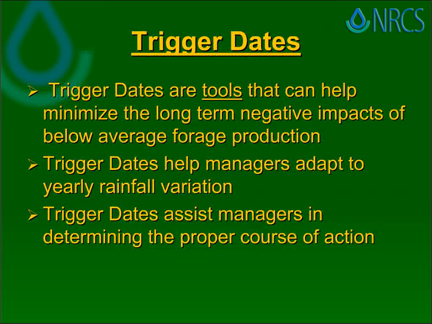Okay. Trigger dates are simply tools. They're supposed to be used to help managers adapt to that variation in rainfall season by season, certainly year to year, and the forage production. We understand that rainfall, precipitation, or effective moisture, the moisture that we get through the soil surface, becomes effective rainfall. And that drives the bigger part of the forage production system. It's not the only thing, but it's certainly the biggest thing that drives the system. So timely events, but also amounts make a huge difference.